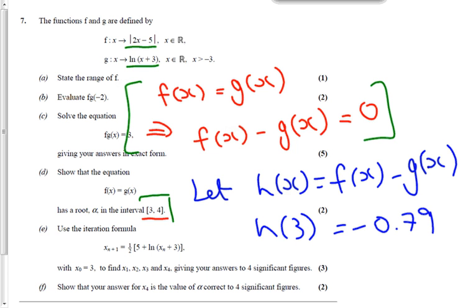So now I can do h of 4. Again, substituting in x equals 4 into both parts and subtracting. Putting it all into a calculator, h of 4 is 1.1. And from here you can see that there's a change of sign, and therefore the solution has a root in the interval 3, 4.